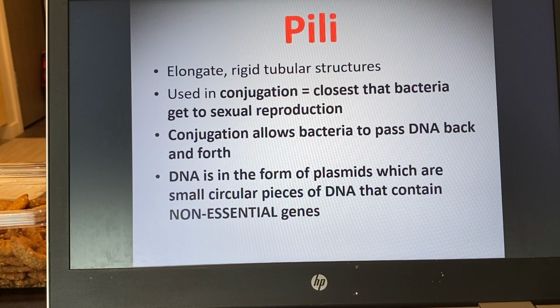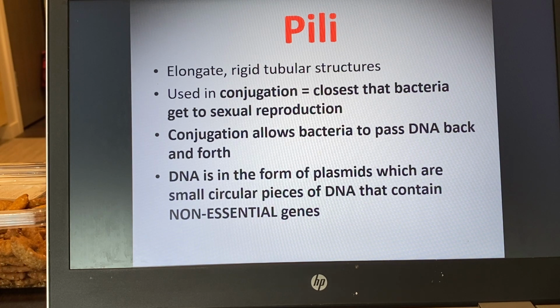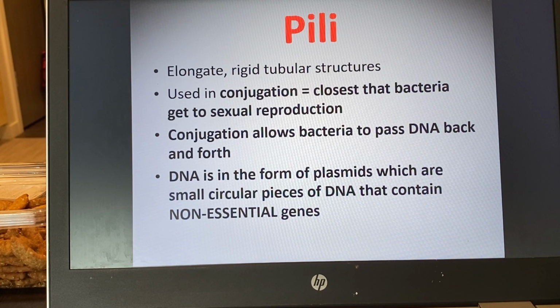Bacteria don't have sex. The closest that they get to sexual reproduction is when these conjugation pili form, and it allows bacteria to pass plasmids back and forth. There's no way they're going to pass their chromosomes back and forth because the chromosomes are way too big to fit inside these pili. And so, the best they can do is pass plasmids back and forth.